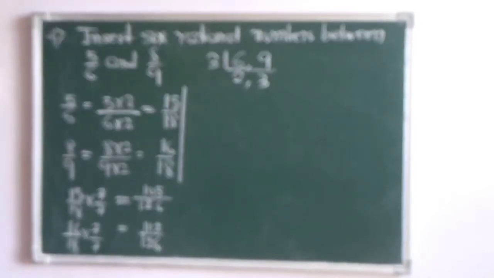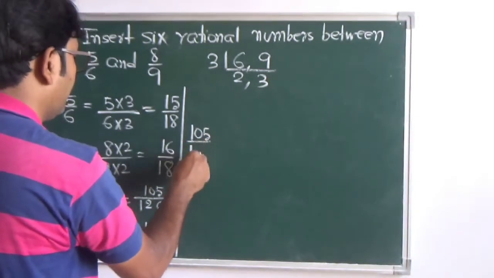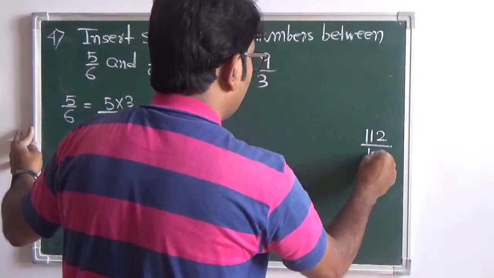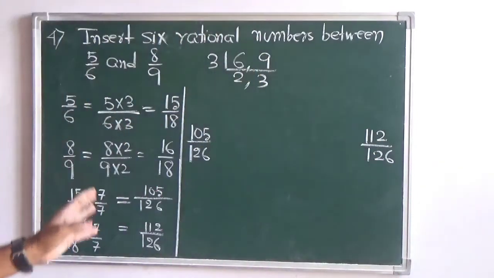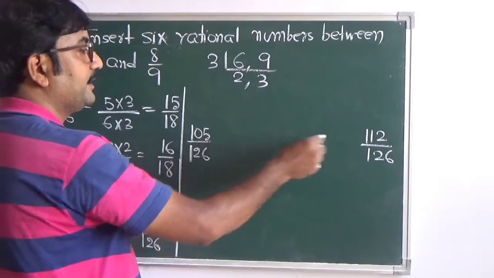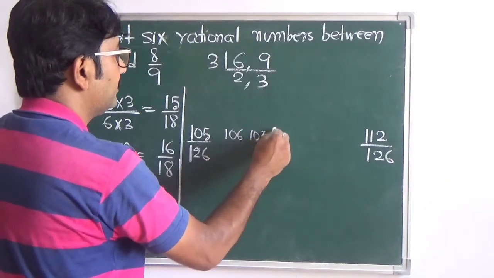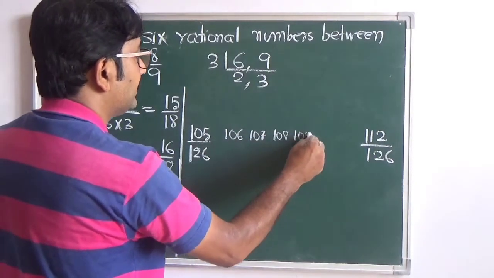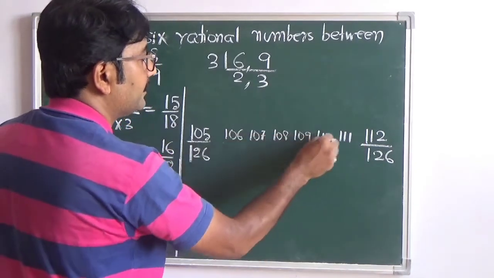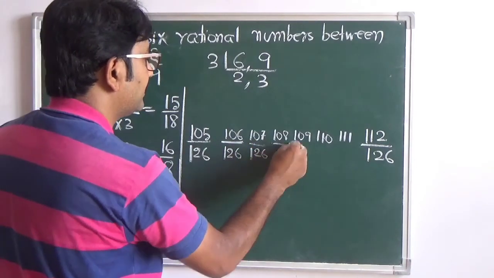So now you have the numbers 105 by 126 and 112 by 126. Now since the denominators are the same, look for the numerators. What are the numbers between 105 and 112? They are 106, 107, 108, 109, 110, 111. So all 1, 2, 3, 4, 5, 6. So you got 6 rational numbers between the given rational numbers.